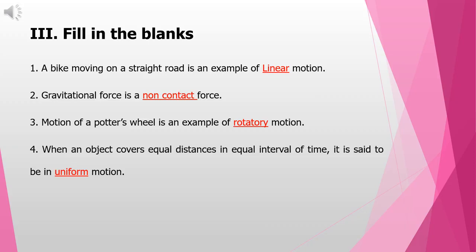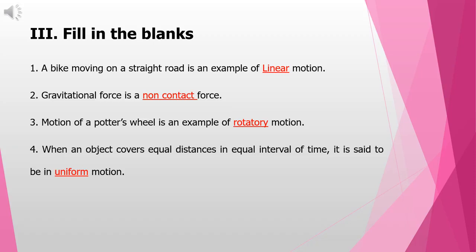Question number 3. Motion of a potter's wheel is an example of dash motion. Potter's wheel will rotate about its own axis. Hence, the motion is rotational or rotatory motion. Answer for question number 3 is rotational motion.